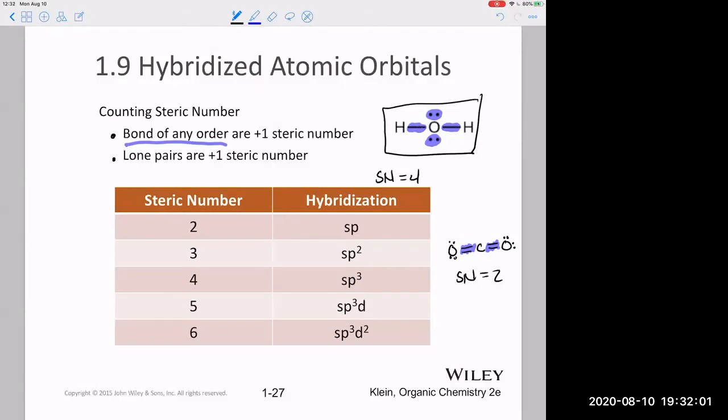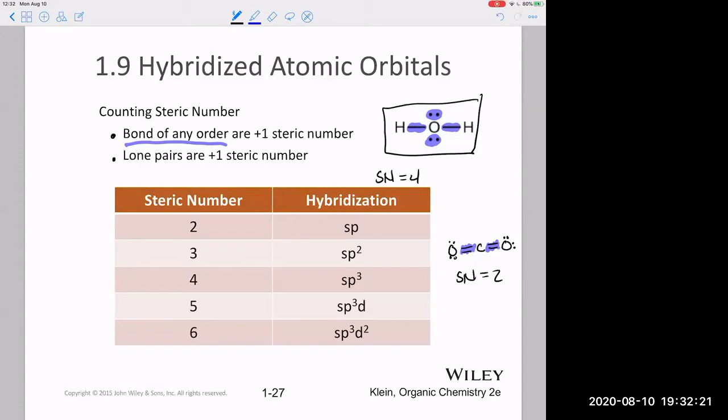So why does this matter? Because there's a simple one-to-one correspondence between the steric number that an atom has in a compound and what its hybridization is. We don't know what hybridization is yet. I'll talk about that afterwards. But if we can easily figure out what the hybridization is, it'll make our lives easier down the line.